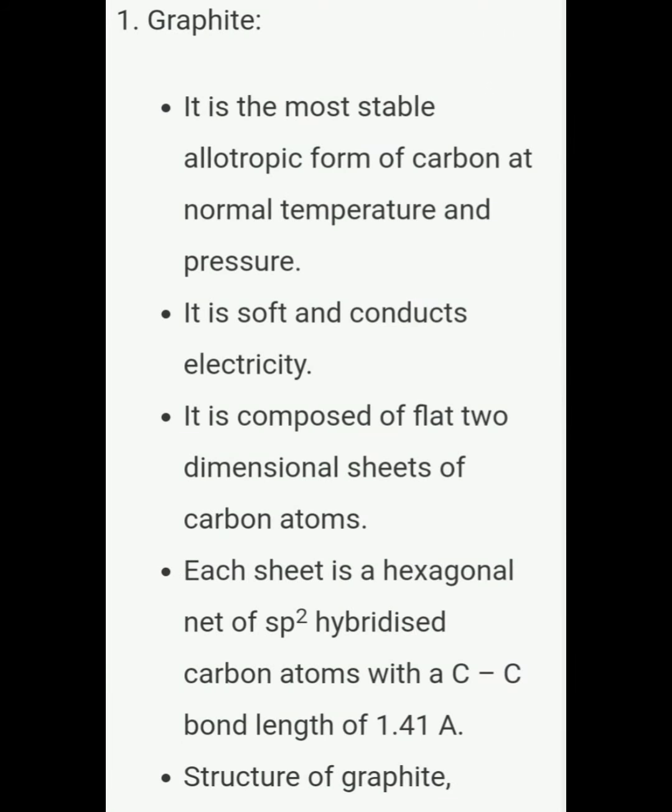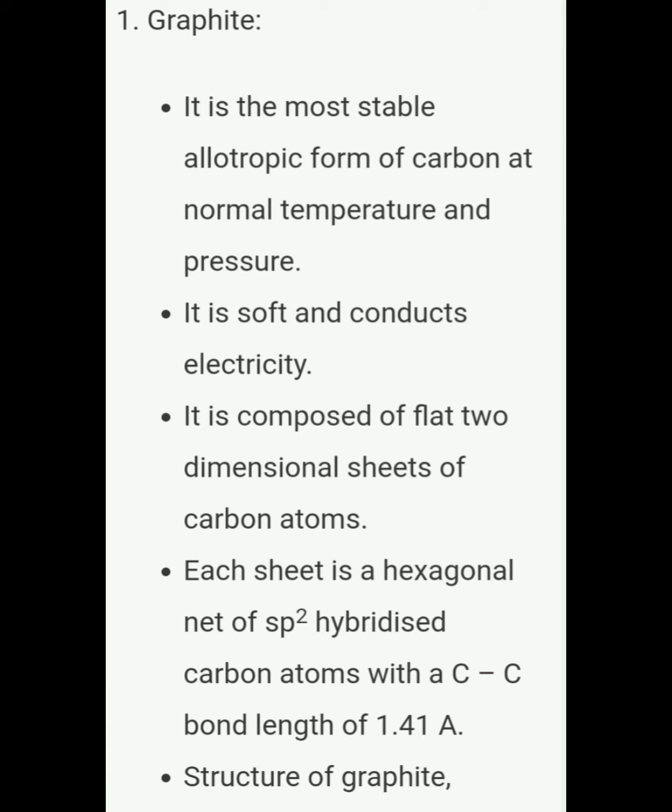The first allotropic form of carbon is graphite. Graphite is the most stable allotropic form of carbon at normal temperature and pressure. It is soft and easily conducts electricity. We know graphite is a good conductor of electricity due to the mobile electrons, that is free electrons.